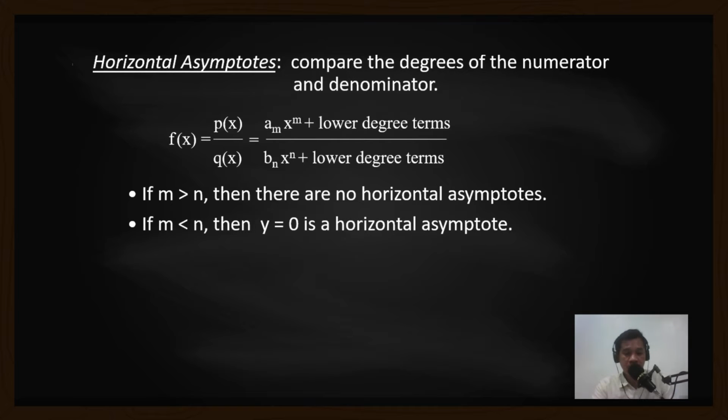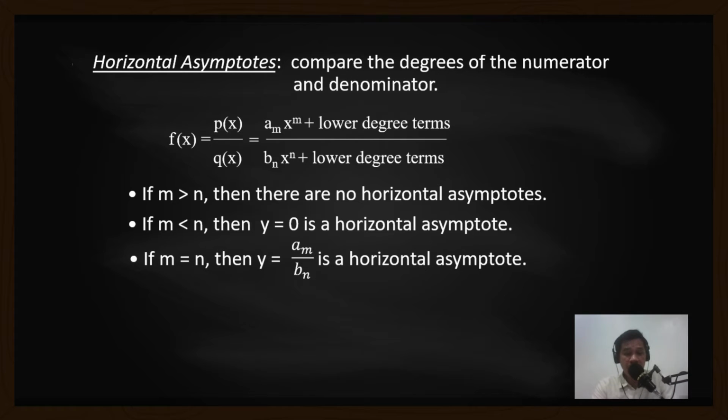Another condition, if m is less than n, then y is equal to 0 is our horizontal asymptote. Next, if m is equal to n, then our horizontal asymptote is equal to a over b, wherein a is the leading coefficient in the numerator with the highest degree of exponent, and b is the leading coefficient in the denominator with the highest exponent. Okay, so let's have an example.